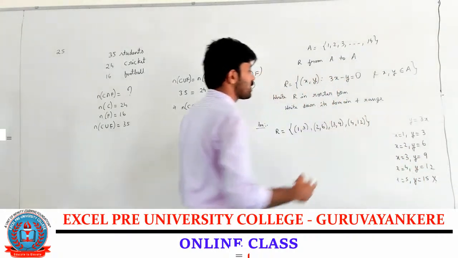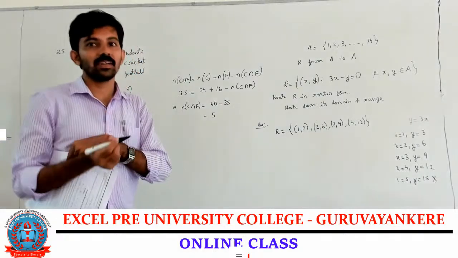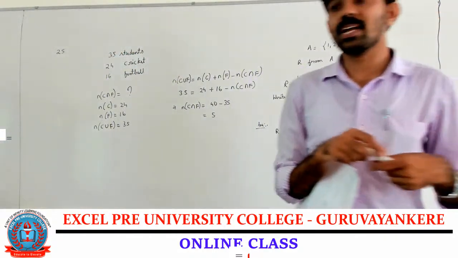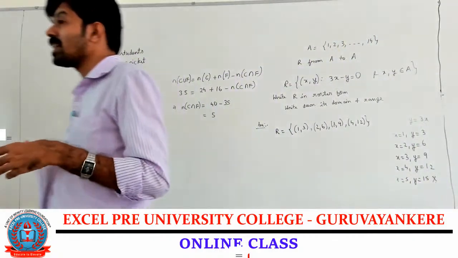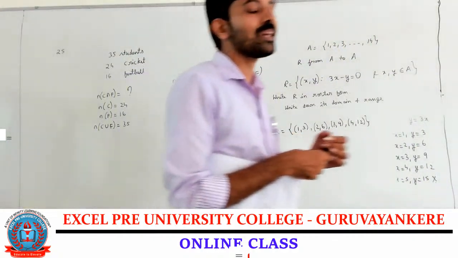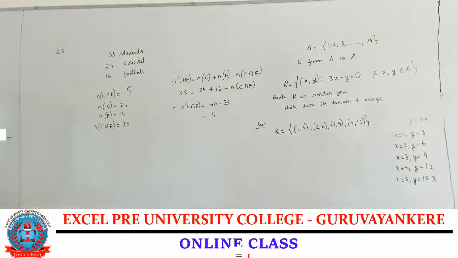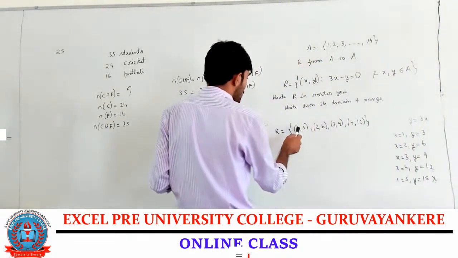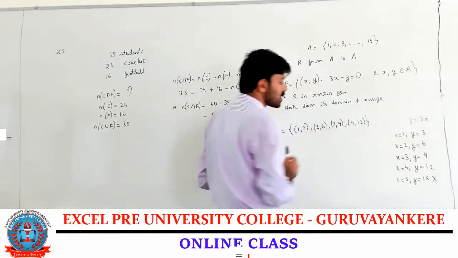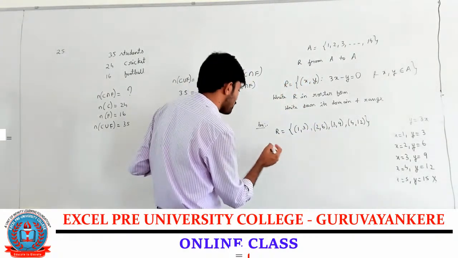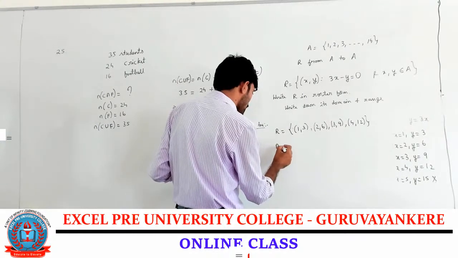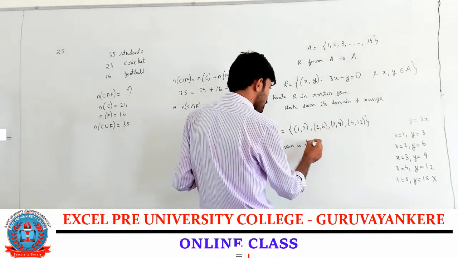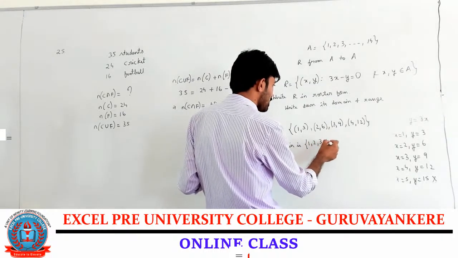These are the ordered pairs in the relation R. Relation R has the 4 ordered pairs. Further, you need to write the domain and range. In the ordered pair (a, b), the set of all possible values of a is called the domain. Domain is 1, 2, 3, 4, correct? Domain is the set of all first elements of the ordered pairs. Domain is 1, 2, 3, 4.